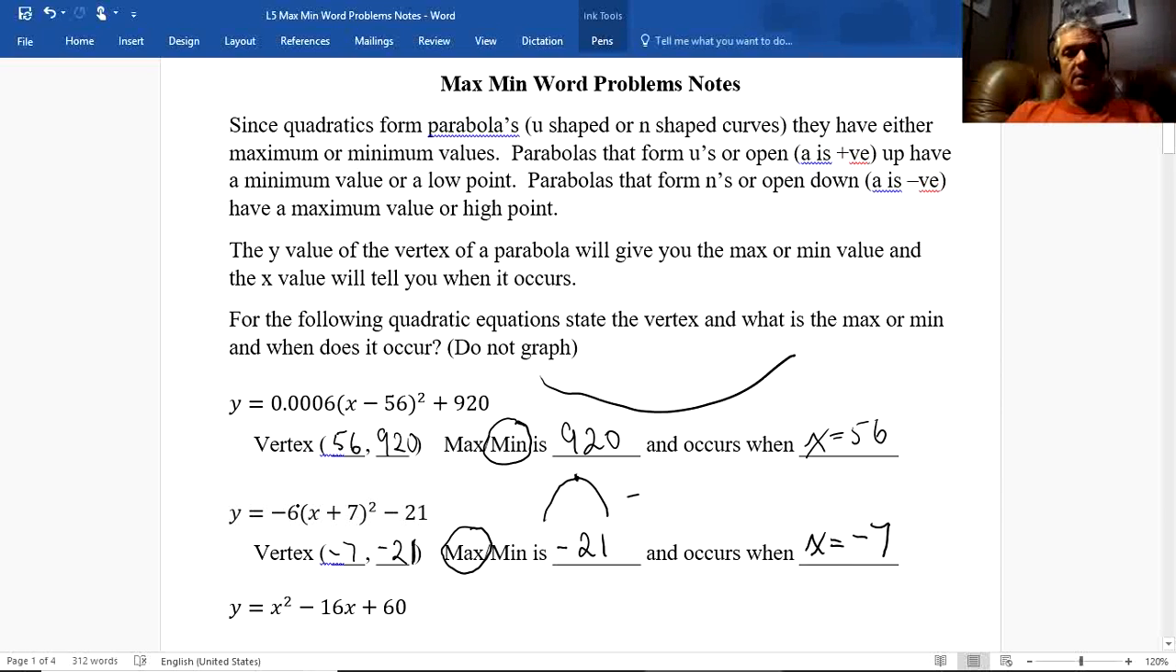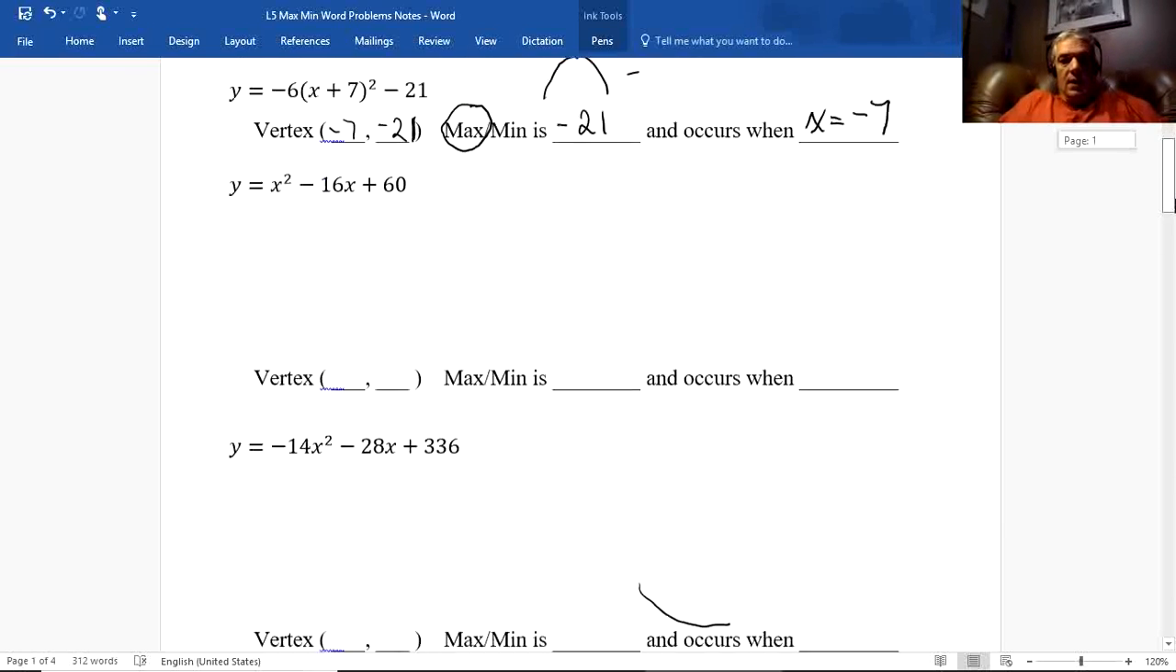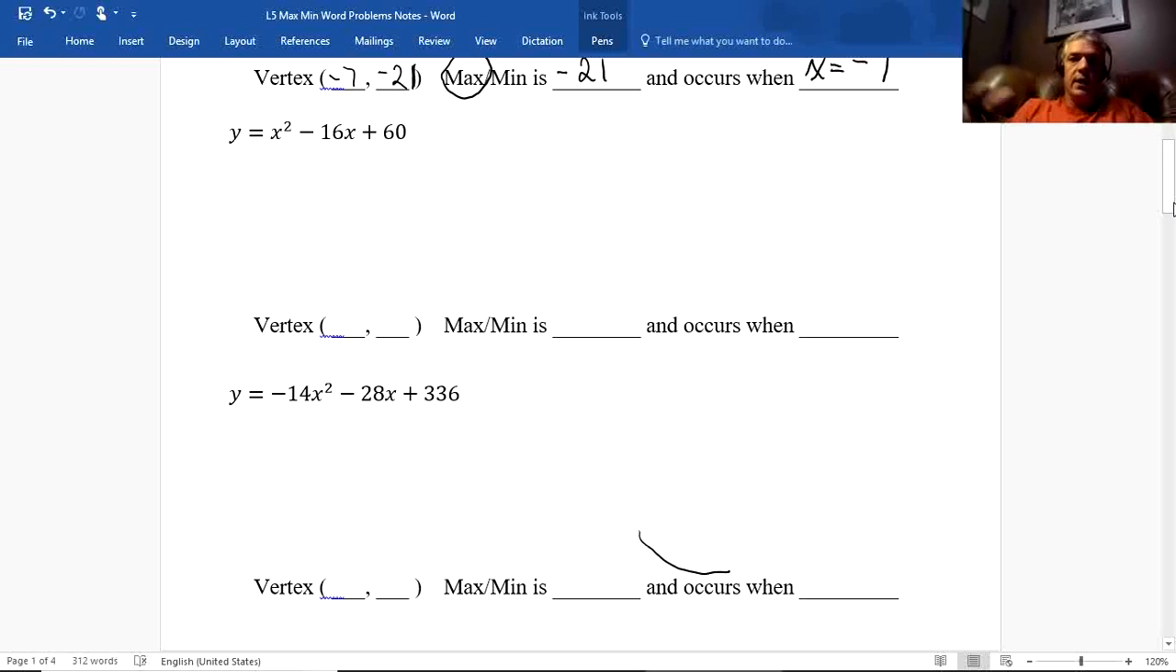So the minus tells us that it's going to open upside down, so therefore it's a maximum. We can get the vertex minus 7 and minus 21. Maximum occurs, it's always the y value of the vertex, which is minus 21, and it occurs when x equals minus 7. All right. Now we can go to other kinds of questions where we have to do a little bit more work as well.